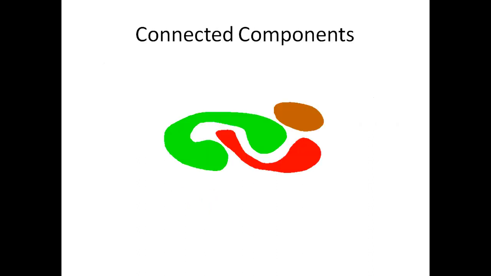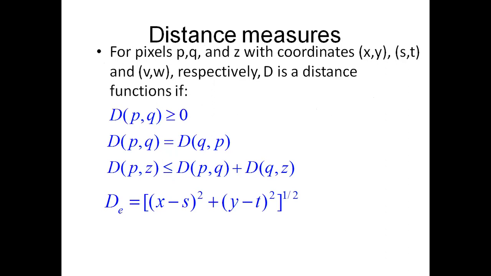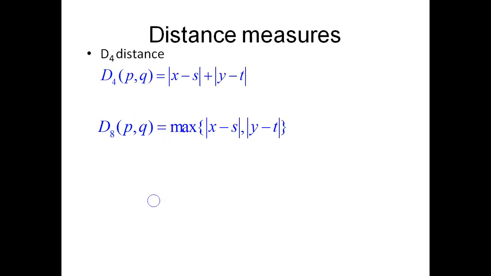Now distance measures. We have pixels p, q, and z with coordinates (x, y), (s, t), and (v, w) respectively. D is a distance function if D(p, q) is greater than or equal to 0, and D(p, q) equals 0 only if p equals q. The Euclidean distance is the square root of (x minus s) whole square plus (y minus t) whole square. For D4, the city-block distance, it is |x minus s| plus |y minus t|. For D8, it is the maximum value of |x minus s| and |y minus t|.